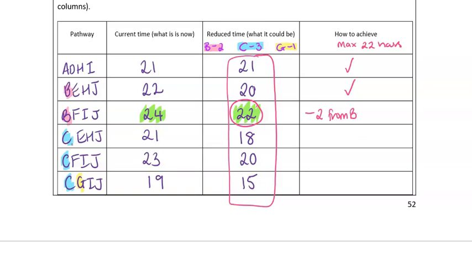From the next pathway, CEHJ was already at 21, so it was already below or equal to 22 without any reduction. Okay, so maybe those ticks mean no reduction.